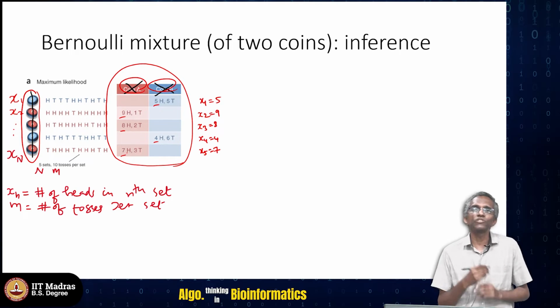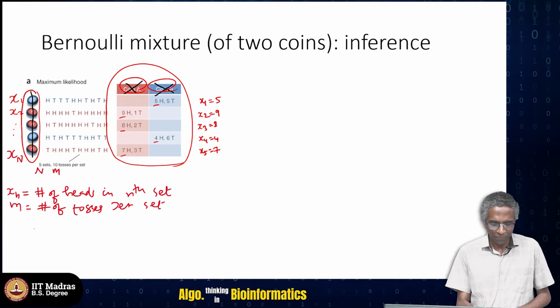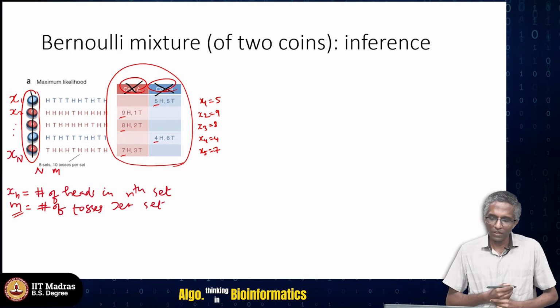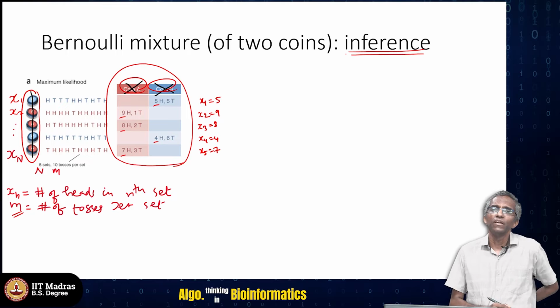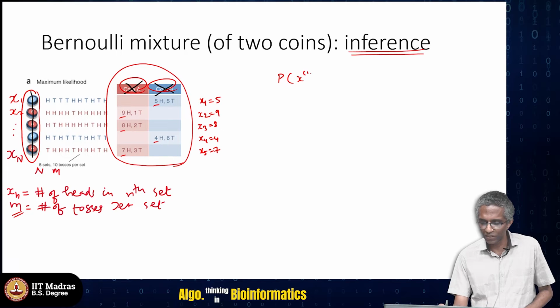You do not know which coin was used to generate that set of heads, and m is the total number of tosses. So if you just subtract m minus xn, you will get the number of tails. Now, the standard inference questions are: you need to calculate the likelihood of a particular data point being generated, the probability of xn given that there are some values theta. What is your theta here?